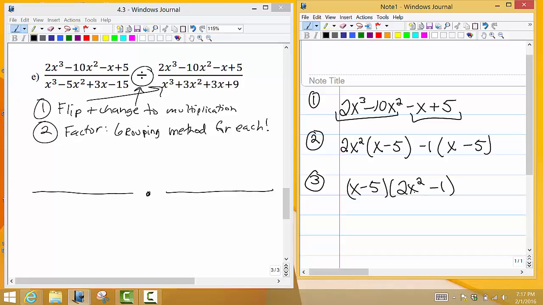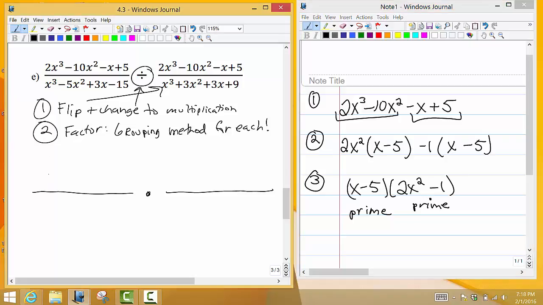Alright, so remember we want to make sure we're completely factored. X minus 5 is prime. 2x squared minus 1 is also prime. Remember that a difference of squares has to have every part be a perfect square, and 2 is not a perfect square, so that's as good as that gets. So I'm going to go ahead and write in my answer and put it back into the problem.